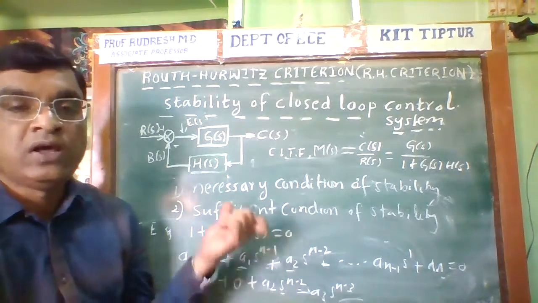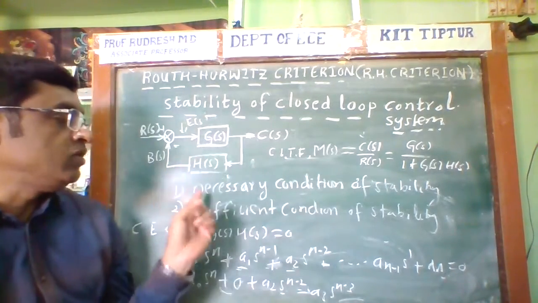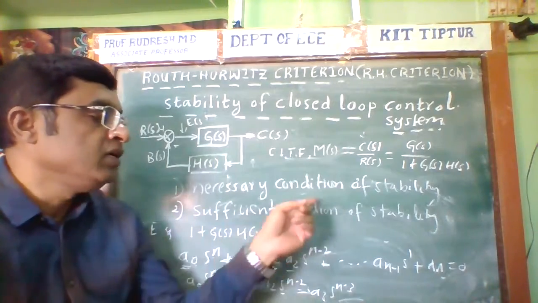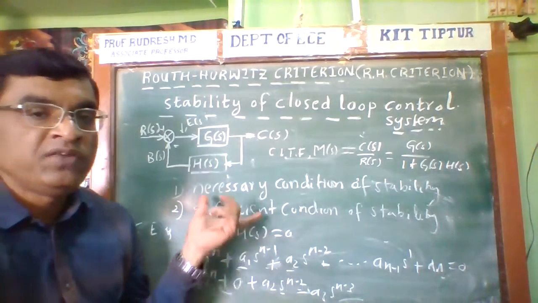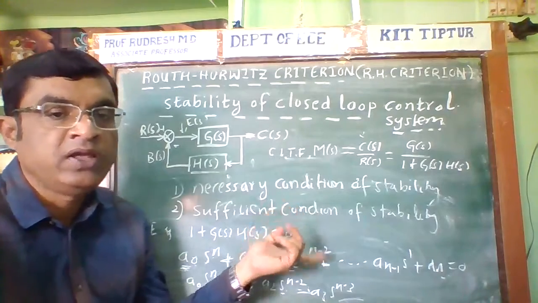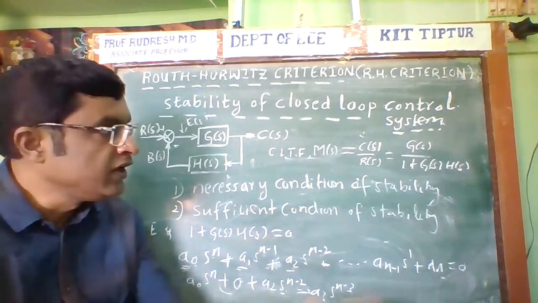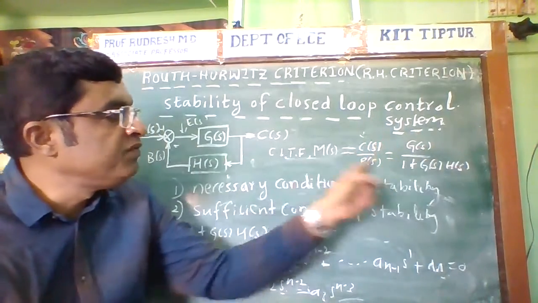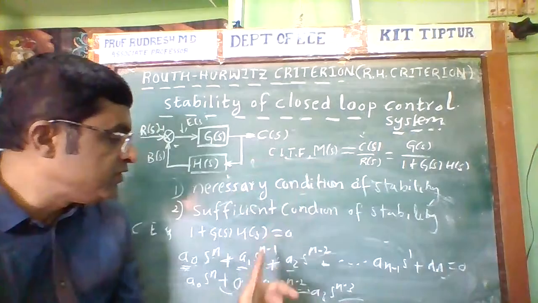The first step in analyzing the stability of the system by using the RH criteria is to analyze the necessary condition of stability, and the other is the sufficient condition of stability. How do we verify the necessary condition of stability? Consider the characteristic equation. The denominator polynomial of the closed loop transfer function is the characteristic equation. This can be represented like this.